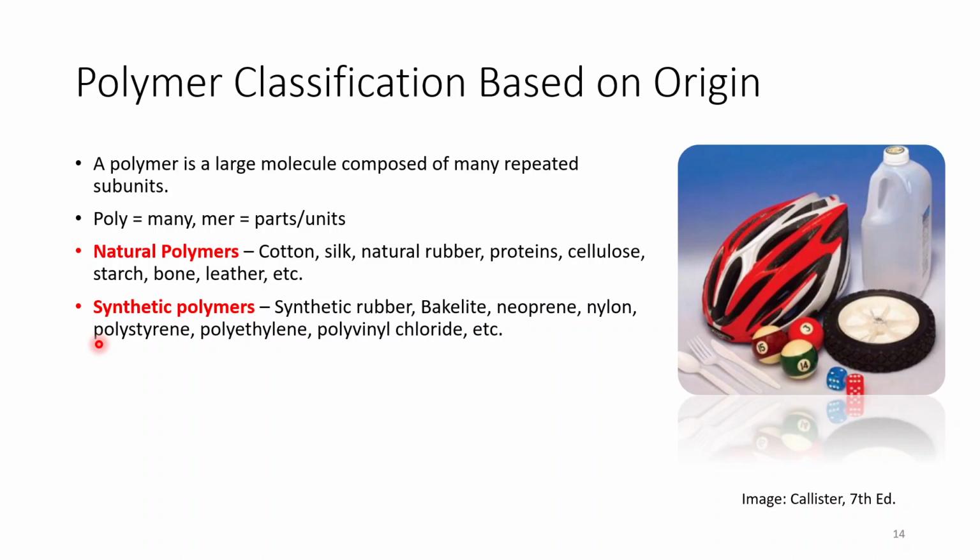First will be natural polymers, which consist of cotton, silk, natural rubber, proteins, cellulose, starch, bone, leather, etc. In case of synthetic polymers, you have synthetic rubber such as neoprene, bakelite, nylon, polystyrene, polyethylene, polyvinyl chloride, etc. And these are some of the applications of polymers in making these bottles, tires, snooker balls, these forks and spoons, and these cycle helmets.